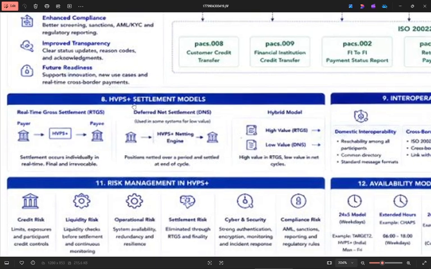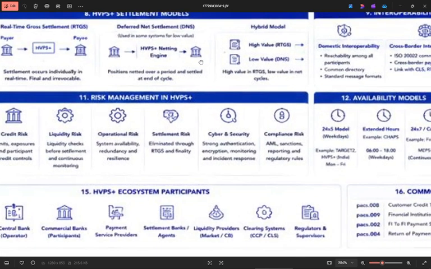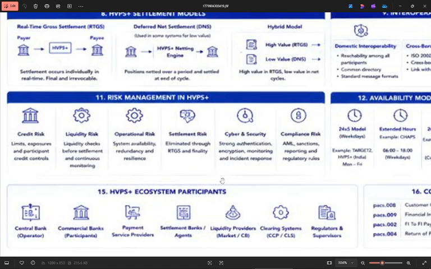So the high value payment system settlement methods are here. Real time gross settlement, like I said, the payer sends a message to pay and the high value payment system settlement ensures the individual real time message is transferred. Then deferred and hybrid, those are many methods of the system. We are not going to go into so much detail now.